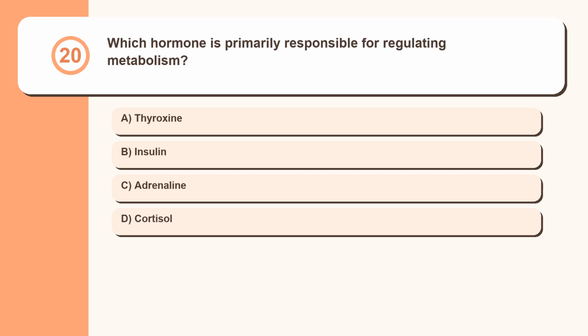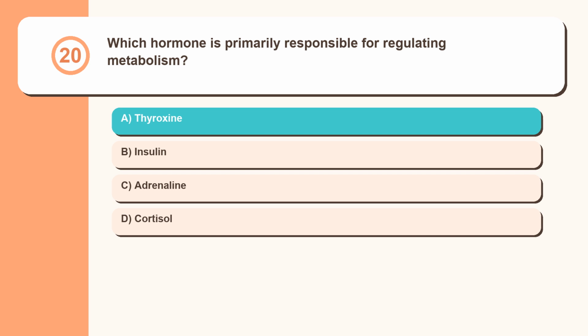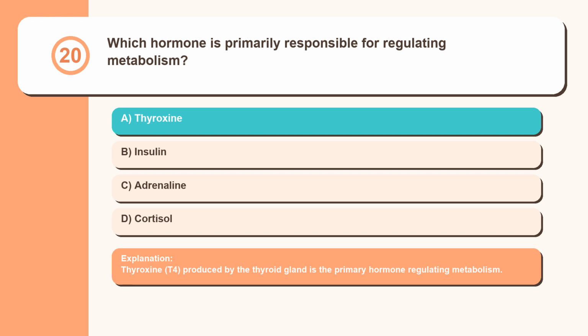Question 20. Which hormone is primarily responsible for regulating metabolism? Thyroxine, insulin, adrenaline, cortisol. Thyroxine, T4, produced by the thyroid gland is the primary hormone regulating metabolism.